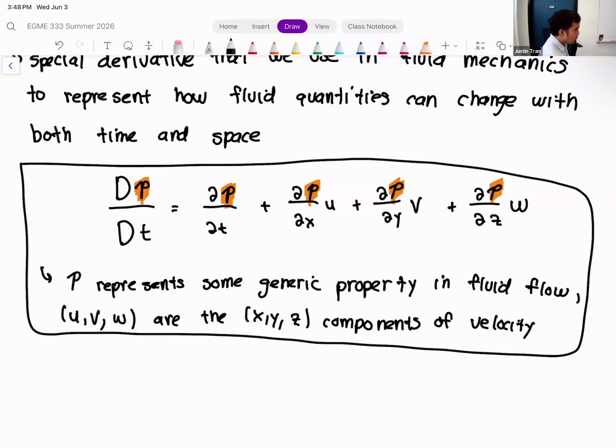Okay, so that is the material derivative. You can see that our one derivative here has split into 4 different terms. Next we're going to go through each of these terms and talk about what they represent.